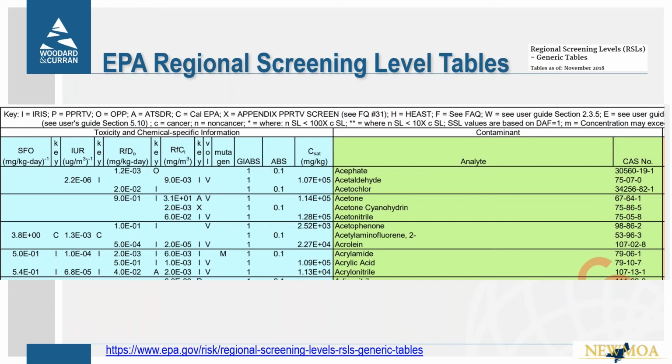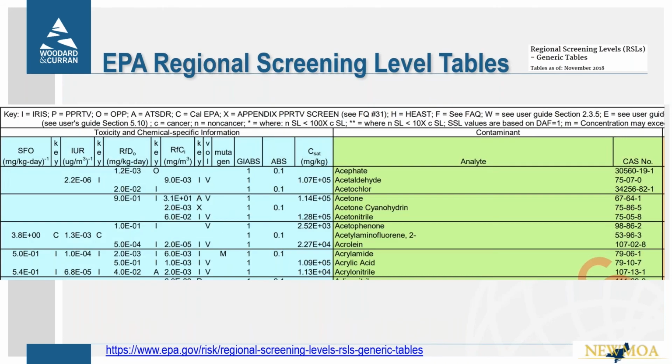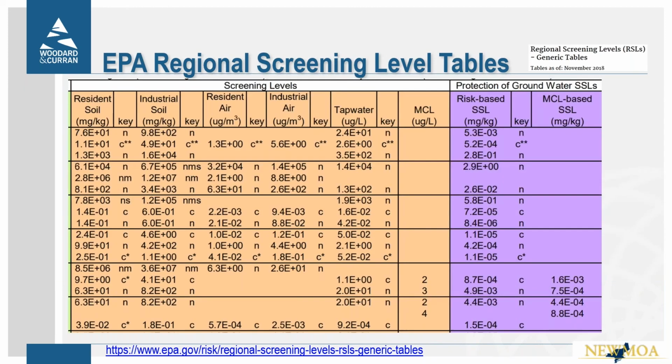So you don't necessarily need to be a risk assessor to use those equations if you can get the right inputs for it. So that's the left side of the table in the blue and green. And on the right side, and this will be something I'll show you how it's dealt with on those two state examples, are what the resulting screening levels are, which can be used for remedial goal setting, unless you're in a state that has their own, which we'll look at a couple of examples.